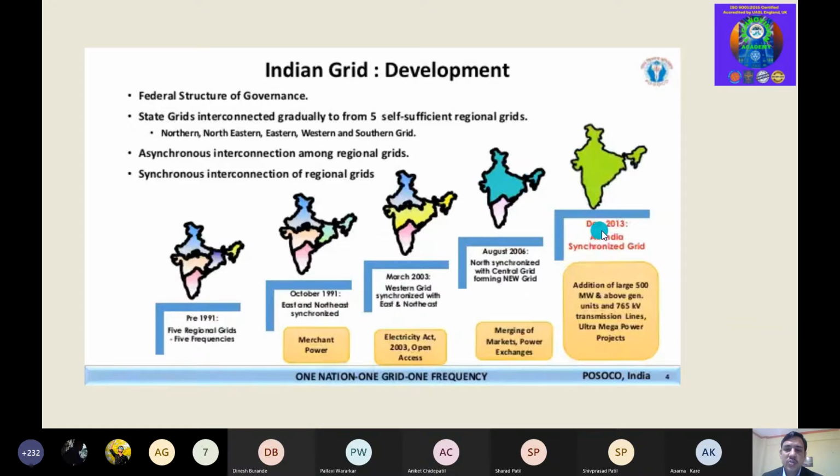But still up to December 2013, the southern region was operating asynchronously. So in December 2013, with the installation of a 765 kV line from Solapur to Raichur, the southern region was synchronized. So this is a brief idea about our Indian grid.